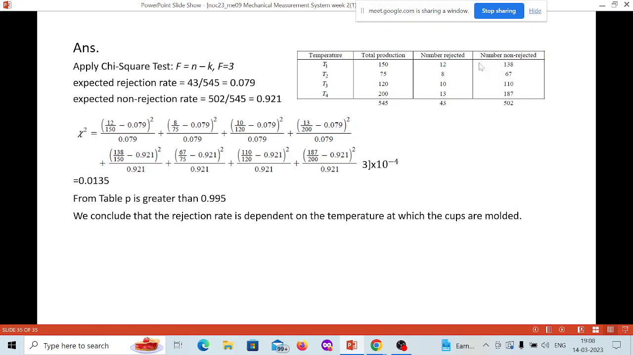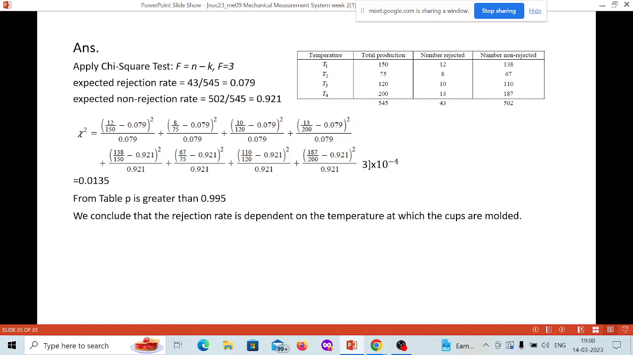So the number of non-rejected will be 150 minus 12, which is 138. The same you find for all non-rejected. So the total number of non-rejected will be 502. So the expected non-rejection rate is 502 by 545. So that will give you 0.921. So the expected rejection rate is 0.079, and the expected non-rejection rate is 0.921.